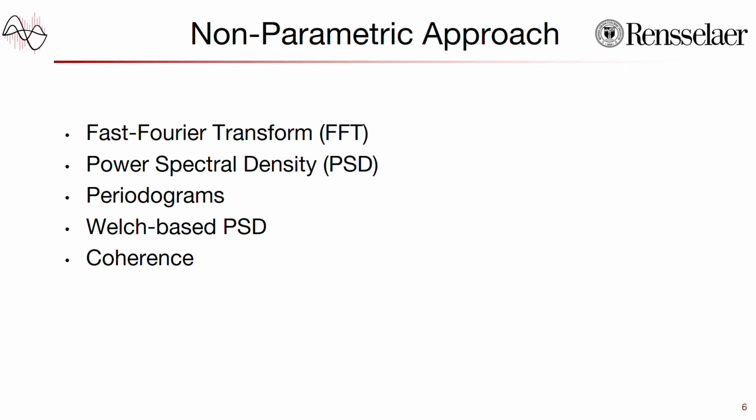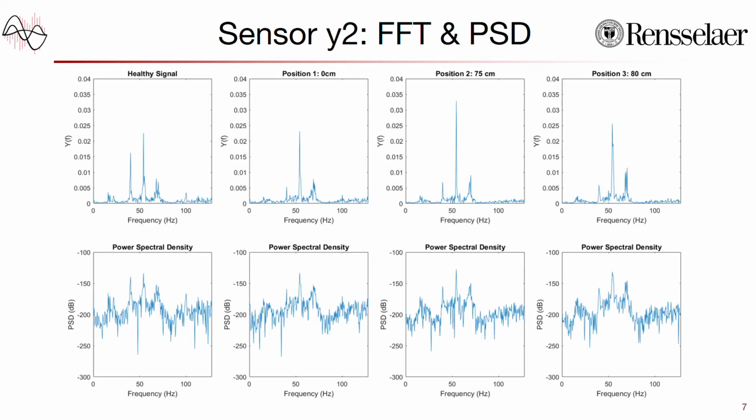So for the non-parametric approach, I'm focused on FFTs, PSDs, periodograms, as well as Welch-based PSDs, and finally the coherence. For sensor Y2, which was placed on the right wing, I plotted the FFTs and corresponding PSDs for the healthy signal and the positions along the wing. Position 1 being 0 centimeters, right at the root of the wing. Position 2 being 75 centimeters, which is almost at the end of the wing. And position 3 is 80 centimeters, which is right at the tip of the wing.